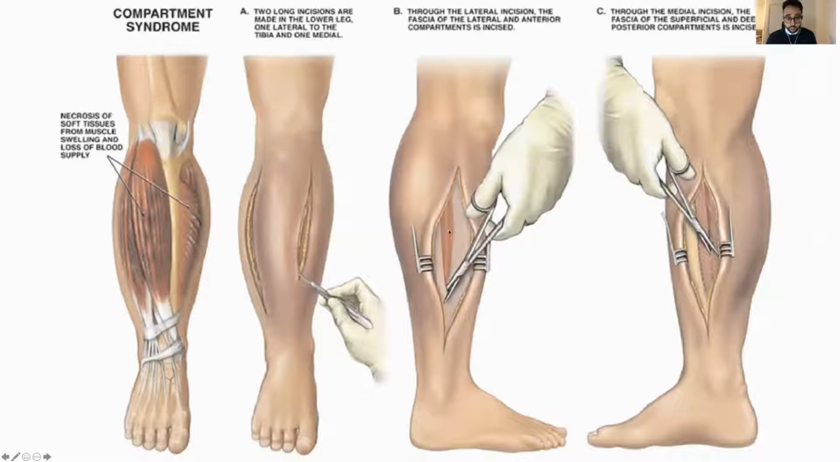You dissect out the fascia, get a pair of scissors, open it up and down, and this allows plenty of space for the muscle to swell into. If this is not performed urgently, the muscle can die, and then you will unfortunately end up with a useless leg, which will make the patient very sick and likely require amputation.